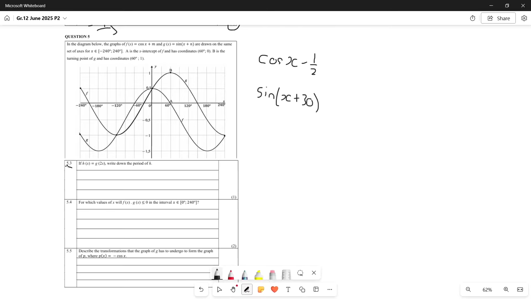So now we're on question 5.3. It says if h of x equals g of 2x, write down the period of h. Okay, so here's our g graph, and they are saying h of x. So h is the new graph that we are turning this guy into. What they are doing is they are adding a 2 to our x, and the way that we would usually add that is in front of the x and the shift, which means that if we want the period of our h, this number here is now affecting our period, this 2.